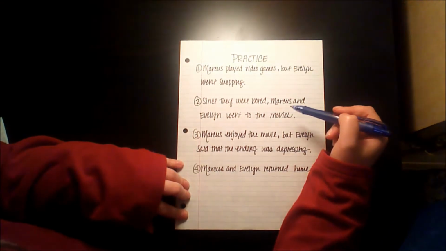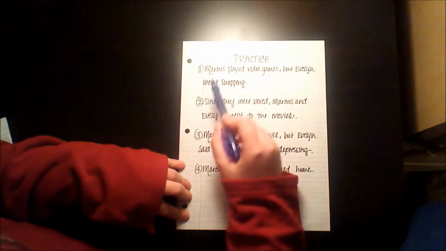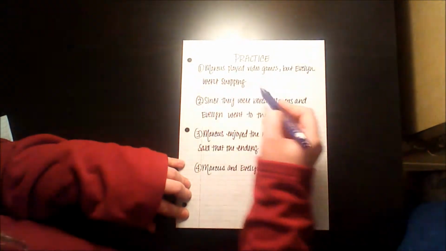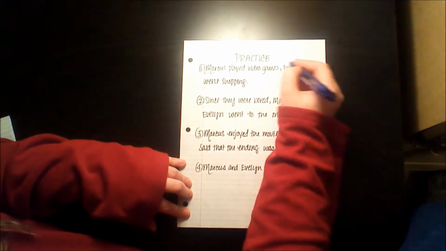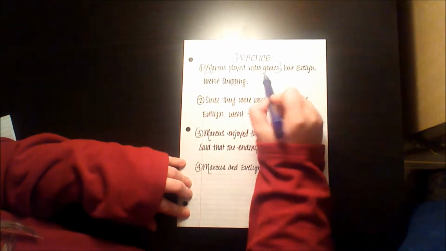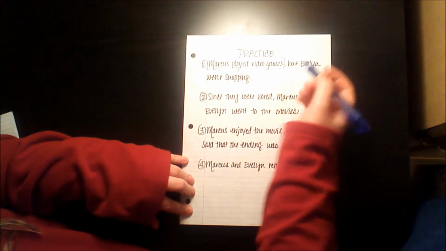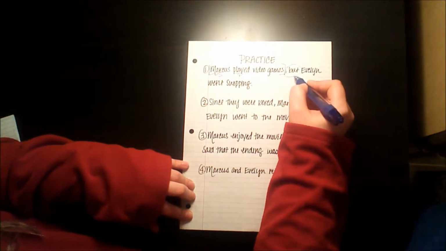Okay, so here's our practice. Let's go ahead and start with number 1. Marcus played video games, but Evelyn went shopping. Let's take this segment by segment, right before the comma. Marcus played video games. Marcus is our subject. Played is our predicate. This is an independent clause. But is our coordinating conjunction.